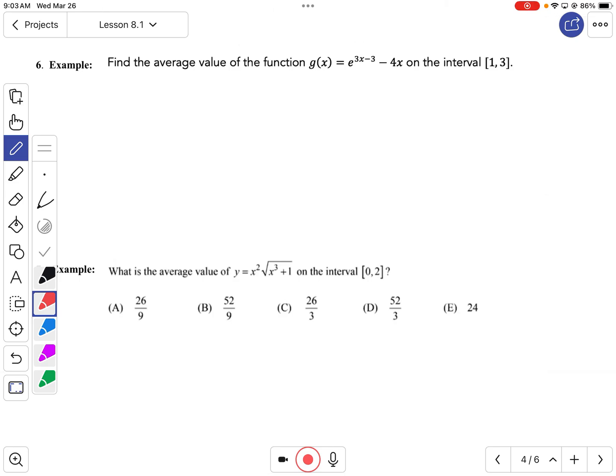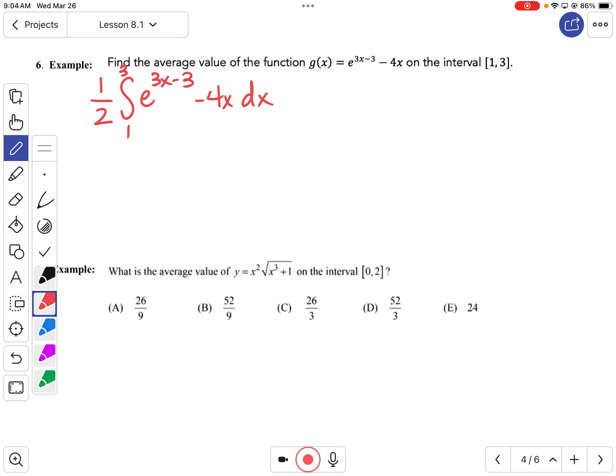All right, so we're going to find the average value of the function e to the 3x minus 3 minus 4x on this interval from 1 to 3. What's my b minus a going to be? 2. So I have 1/2 times the integral from 1 to 3 of e to the 3x minus 3 minus 4x dx. Now, this is a little bit more complicated integral.